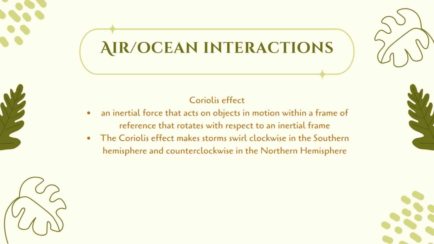Because Earth rotates on its axis, circulating air is deflected toward the right in the northern hemisphere and toward the left in the southern hemisphere, and that is where the Coriolis effect comes from.